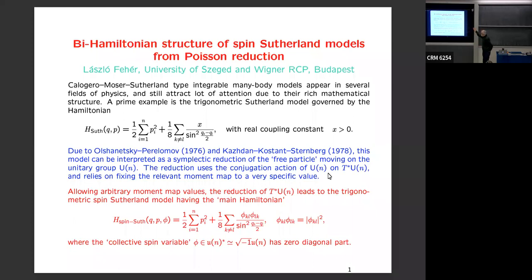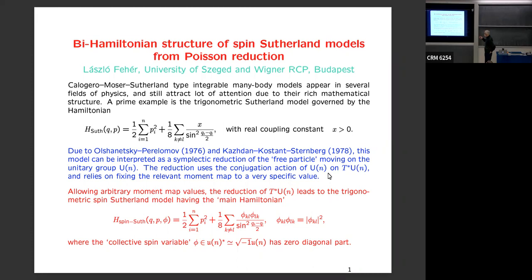So let me start this talk. I spent three years on bi-Hamiltonian structures of Sutherland type models, so I report some kind of summary of what I was trying to do.